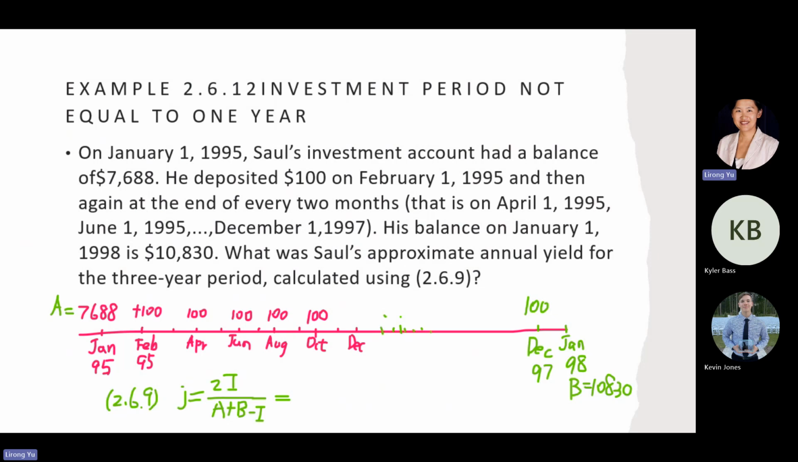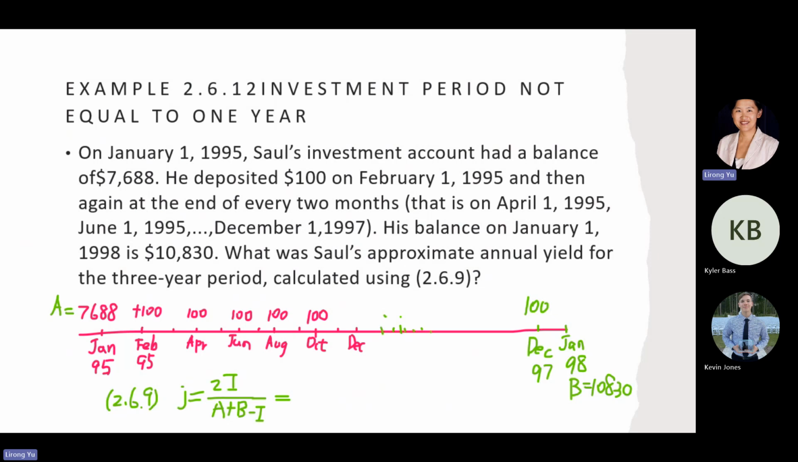You can see the word approximate, because to figure out the exact dollar weighted yield following a formula might be hard. All right, so here is what we have information for. We have the A, which was what happened in 1995, January 1st. And B is the final balance, January 1st of 1998. It went from 7,600 to 10,000, so it went 3,000 more at the end.